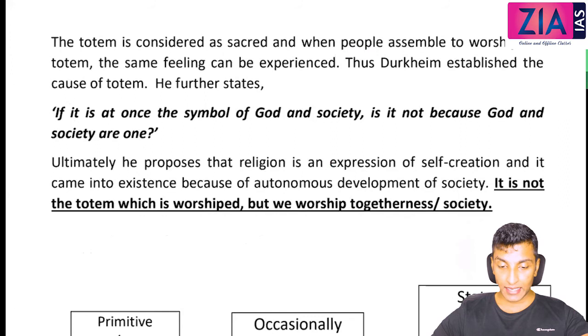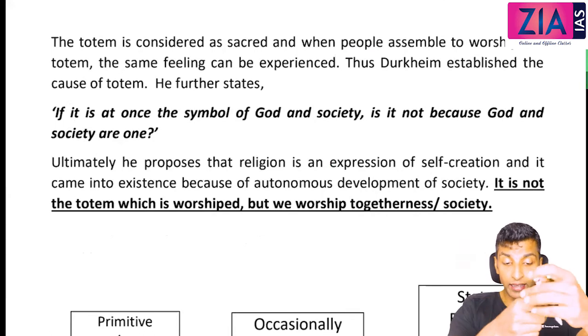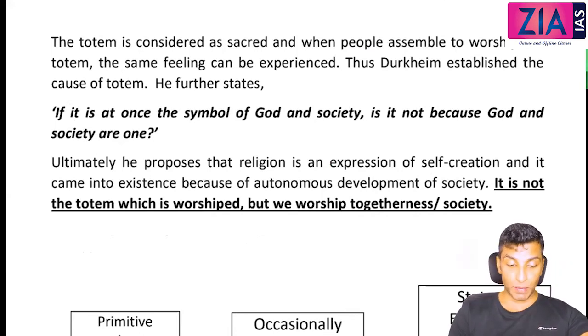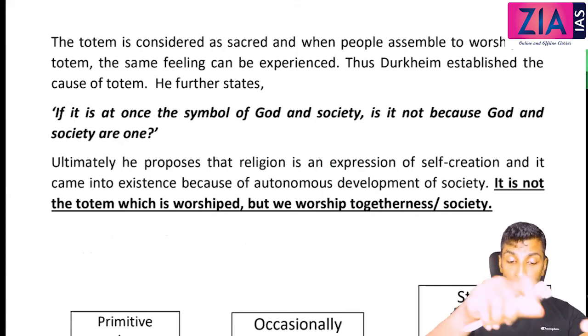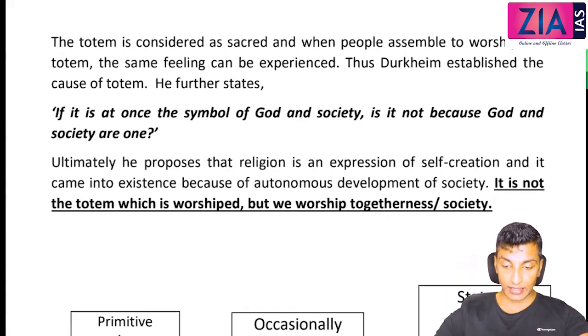Ultimately, he proposes that religion is an expression of self-creation and it came into existence because of the autonomous development of society. And this sentence you can see in all the social facts, all the theory, division of labor, it came into existence because of the autonomous development of society, right? And you have also discussed suicide, the same. So religion also came into existence with the autonomous development of society. Family also, we will see the same. It is not the totem which is worshipped, but we worship the togetherness or the society.